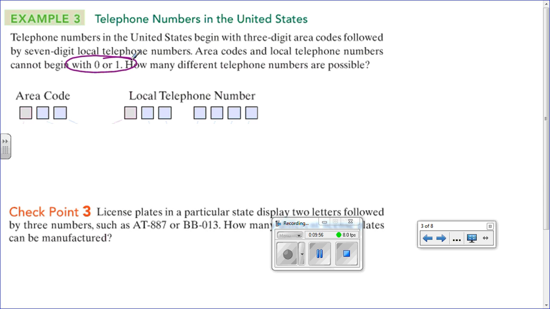1 is the international code for the U.S. What is the one for Mexico? 52. That's the country code. So each country has their own code. The US number is 1, though. That's weird. I think they just appropriated that. Okay? So for the area code, we have to exclude 1 because then it's like we're already using this. Now, why do we have to exclude 0?